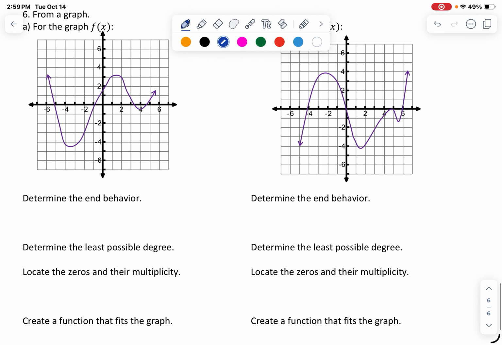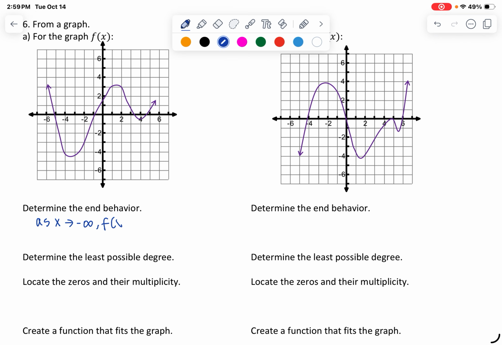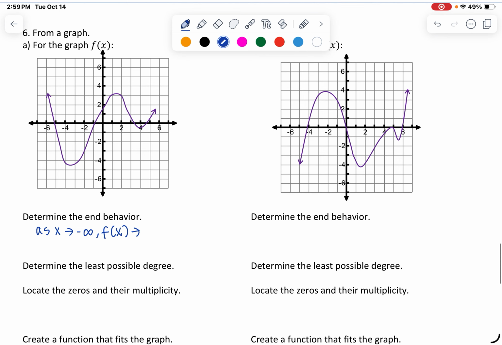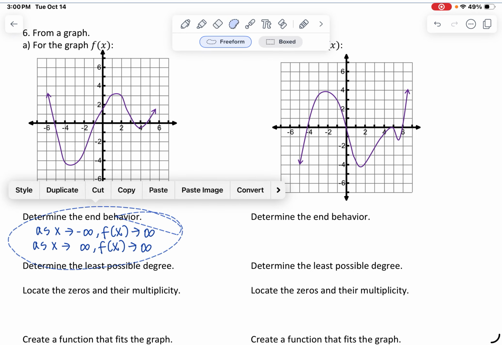Okay, so lastly, we have to do it from a graph, which is very similar to what we just did. First off, it's asking us to determine the end behavior. So as x approaches negative infinity, f of x approaches, and if you look, this is facing upwards, so positive infinity. As x approaches positive infinity, f of x approaches, the other end is also pointing upwards, so positive infinity.